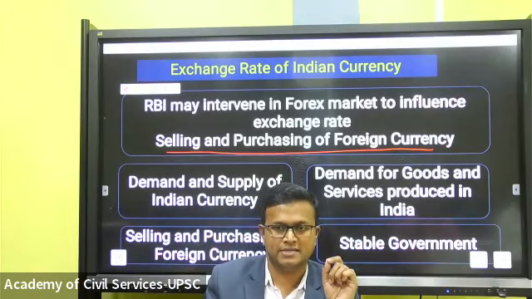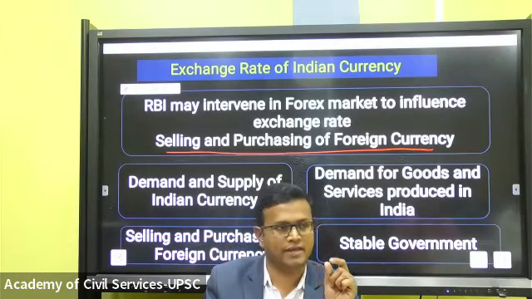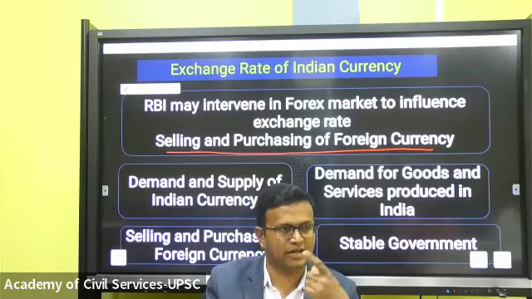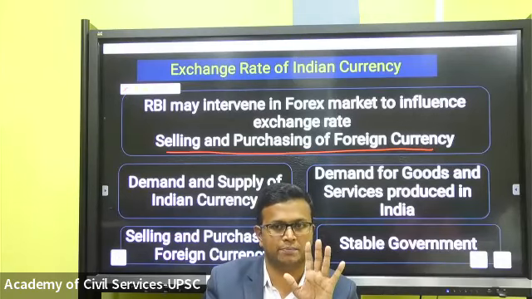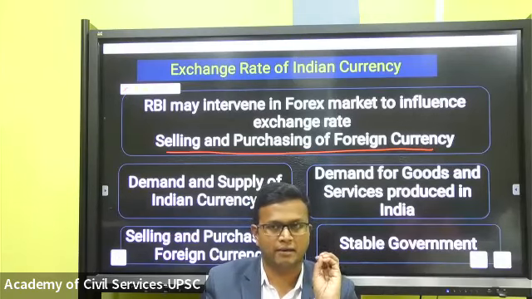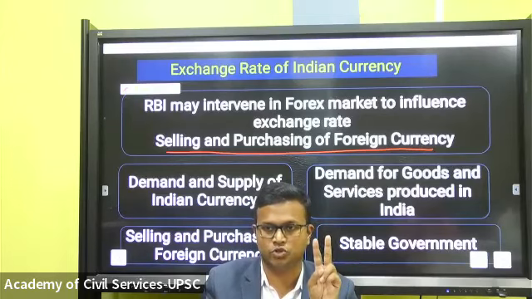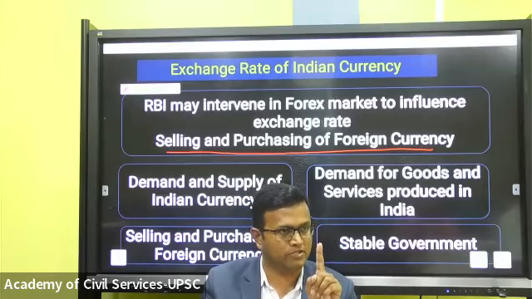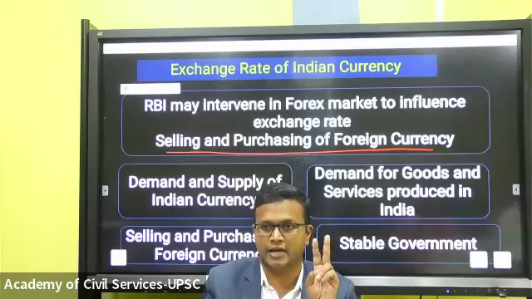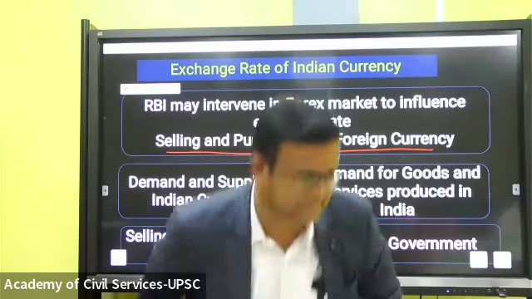When RBI sells foreign currency, Indian currency appreciates. When RBI purchases foreign currency, Indian currency's value depreciates. How RBI manages the exchange rate? With two instruments. One is monetary policy. Second one is selling and purchasing of the foreign currency.